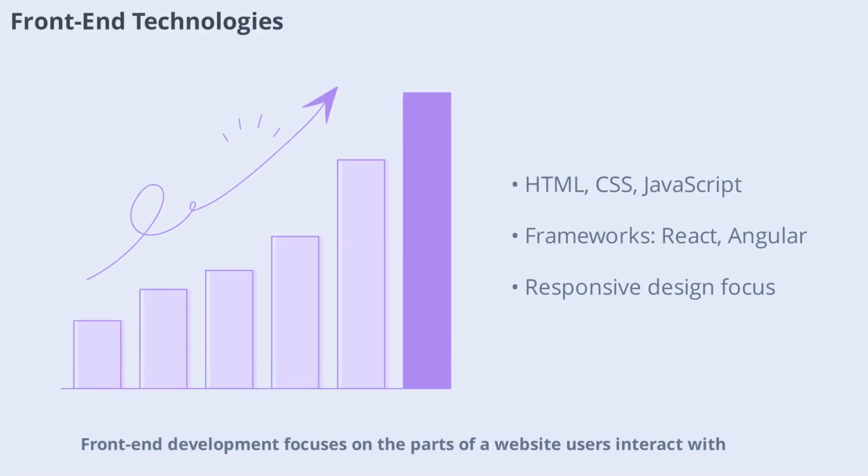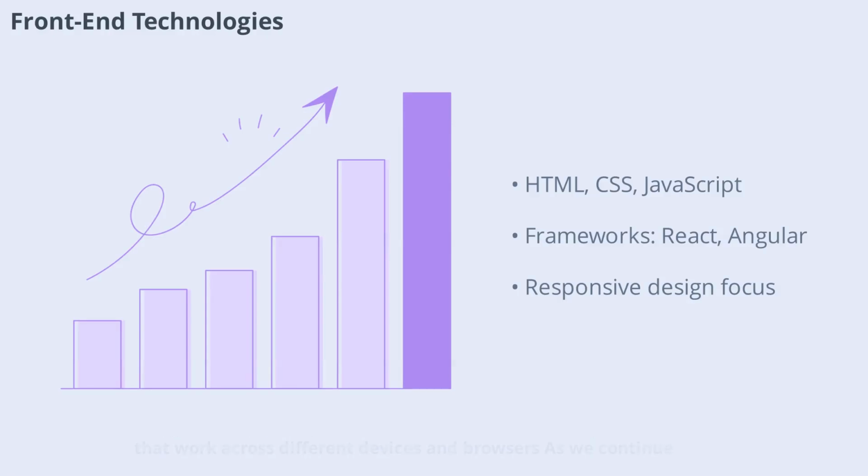Front-end development focuses on the parts of a website users interact with. The core technologies here are HTML, CSS, and JavaScript. HTML structures the content, CSS styles it, and JavaScript adds interactivity. Modern front-end development often uses frameworks like React, Angular, or Vue.js to build dynamic and responsive interfaces. These tools help developers create engaging experiences that work across different devices and browsers. As we continue, you'll see how these technologies fit into the broader ecosystem.